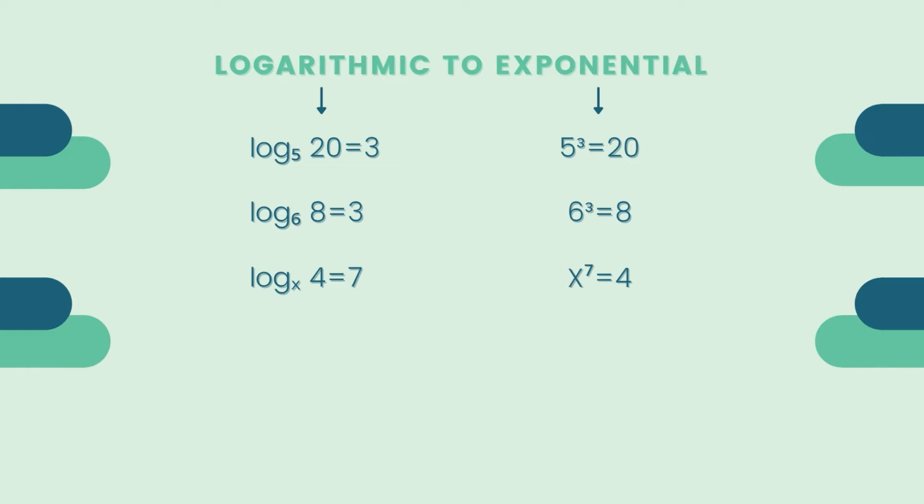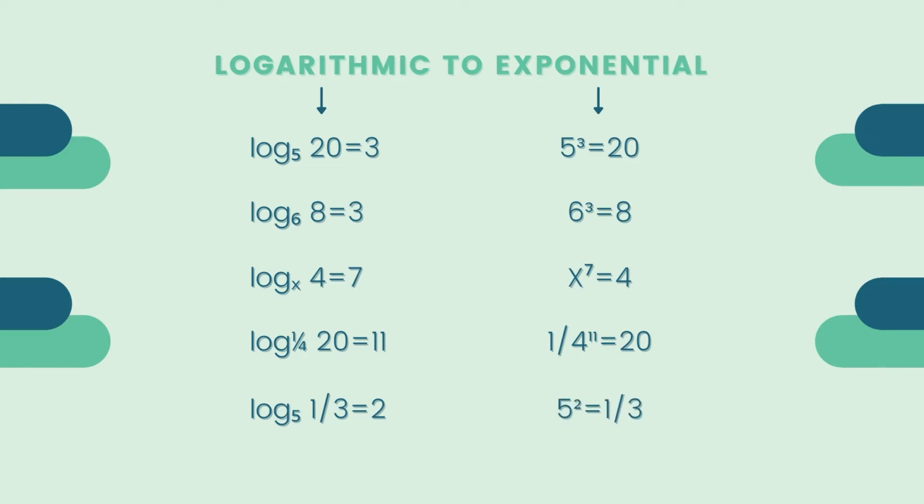Example number 4. Logarithm base 1/4 of 20 equals 11. When you write this in exponential form, you will get 1/4 to the power of 11 equals 20. Example number 5. Logarithm base 5 of 1/3 equals 2. In exponential form, it is written as 5 to the power of 2 equals 1/3.